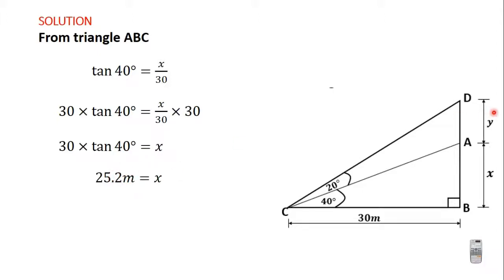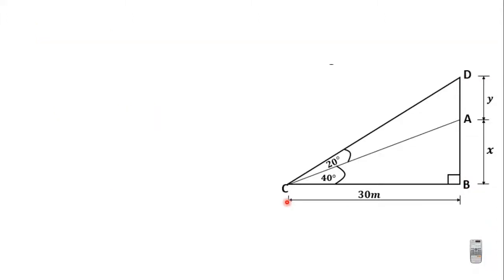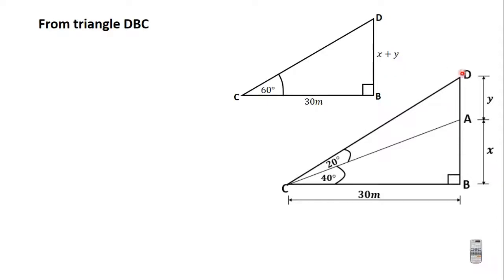Let's move on to y. You can see that y is in the bigger triangle, that's triangle DBC. So if you want to find y, you have to consider triangle DBC. Considering triangle DBC, you see that this angle here will be the 20 degrees here plus the 40 degrees here, and that will give us 60 degrees. So the angle formed at C will be 20 degrees plus 40 degrees, that will be 60 degrees.